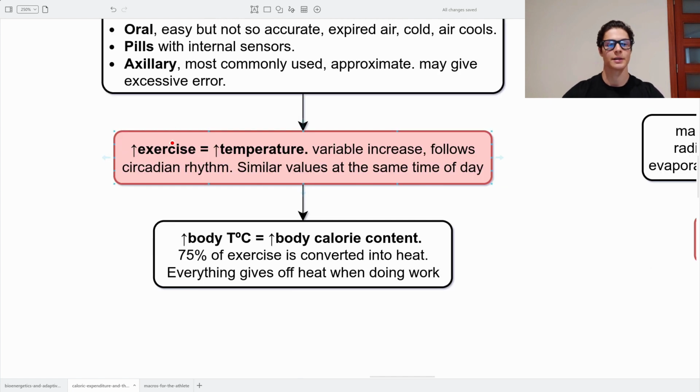So during exercise, we increase our body temperature, and there is a variable increase that follows the circadian rhythm. We have similar values at the same time of the day. That's why early in the morning, we tend to have more cold than in the mid-afternoon. Higher body temperature is correlated with higher body calorie content, and 75% of exercise is converted into heat. Everything gives off heat when doing work. Yeah, think about your mobile phone or your computer. When they work a lot, they produce heat.